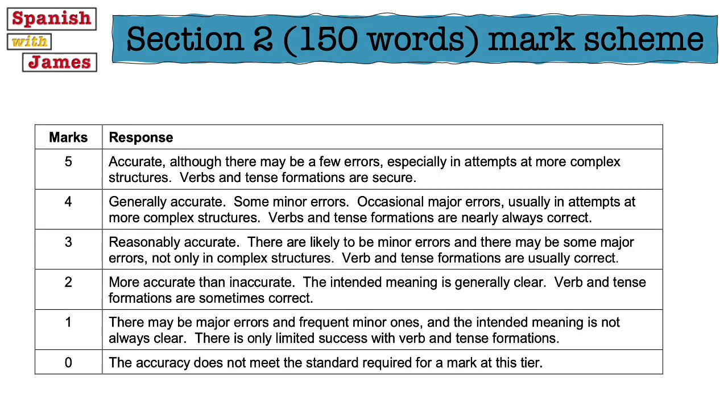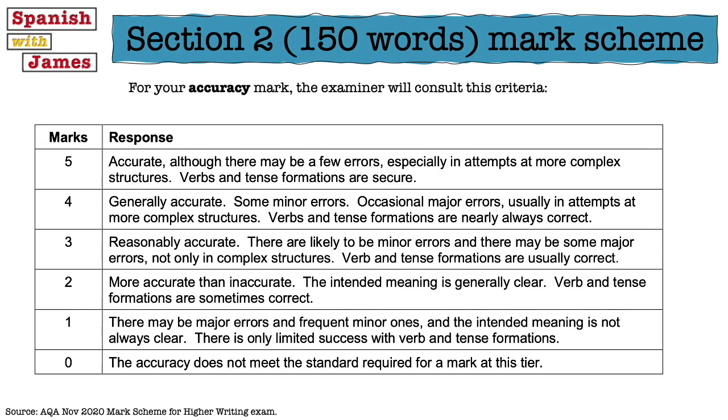So this is the criteria that examiners will look at for the accuracy mark, which is out of 5. It's the mark that has the least weight for this one, but it's still important because quite often people will just be 1 or 2 marks away from the next grade boundary. So every single mark you can pick up in this exam is really going to count.